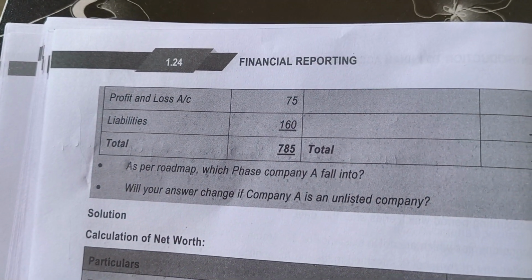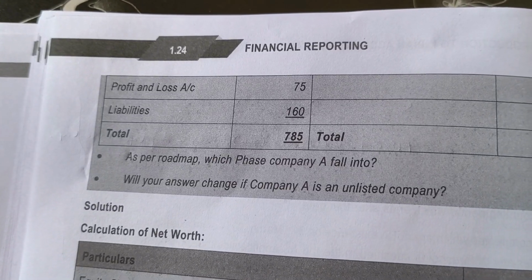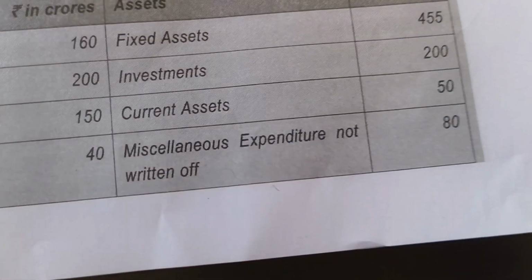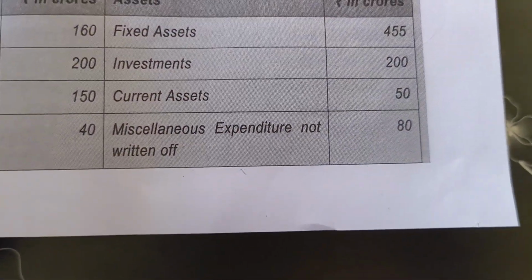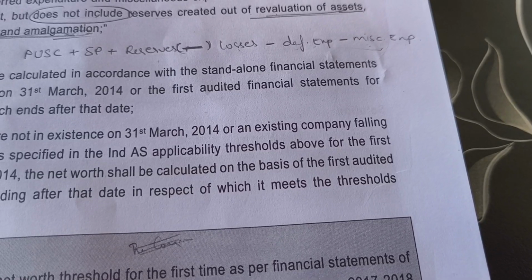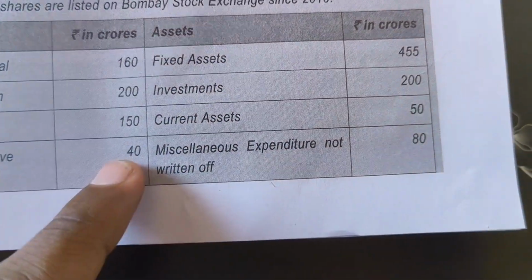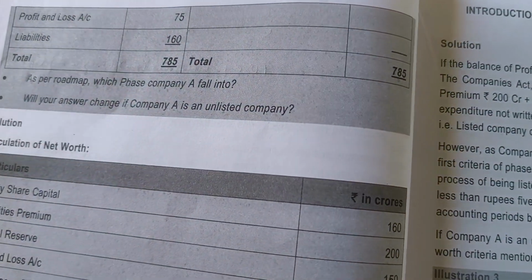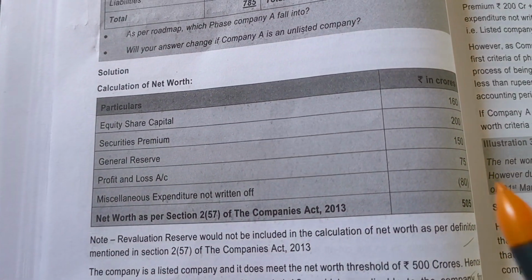We still have profit 75 crore, and liabilities 160. So the total is 785. And we'll come to the assets. For assets we have to deduct the losses, any deferred expenditure, miscellaneous expenditure. Here you can find the miscellaneous expenditure not written off, and then nothing else. So we'll do that calculation of net worth.